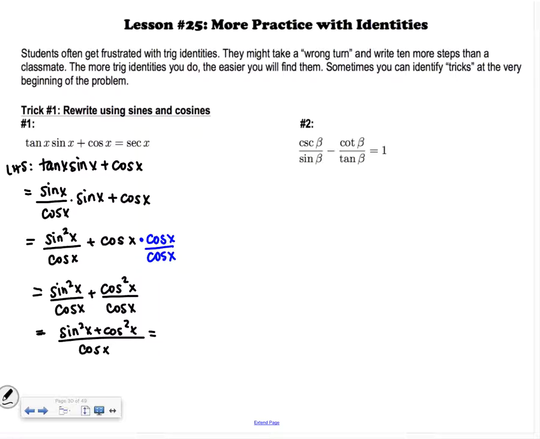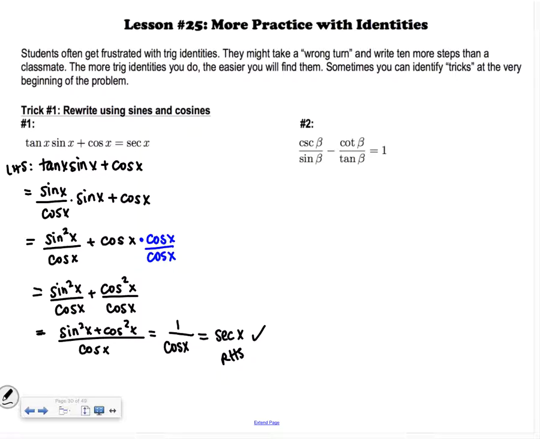That ends up being the same as 1, right? Sine squared plus cosine squared is 1. So I have 1 over cosine of x, and the reciprocal of cosine is secant of x. So we got it. That was the right-hand side. So we're good.